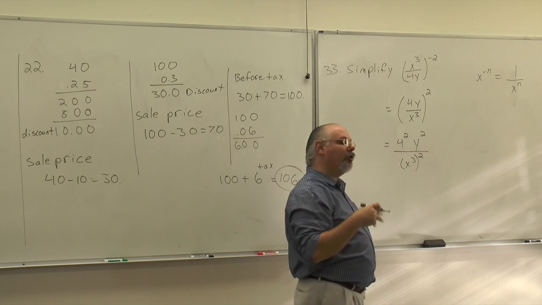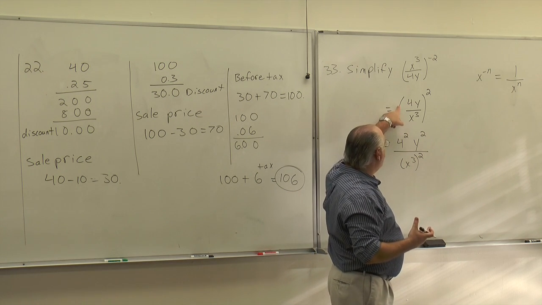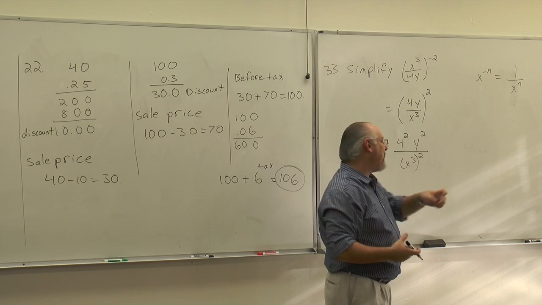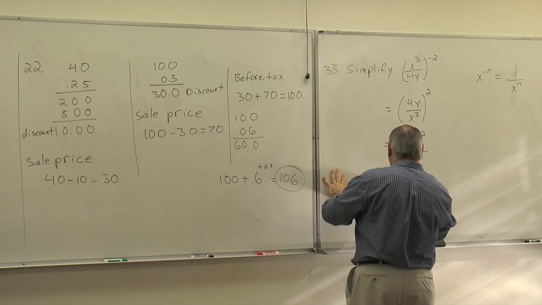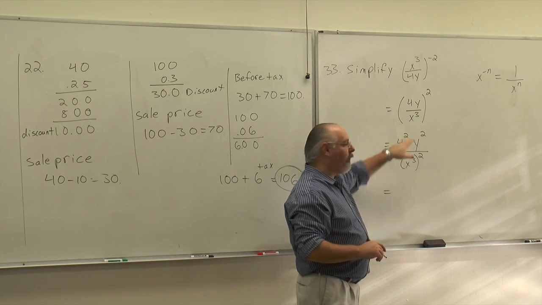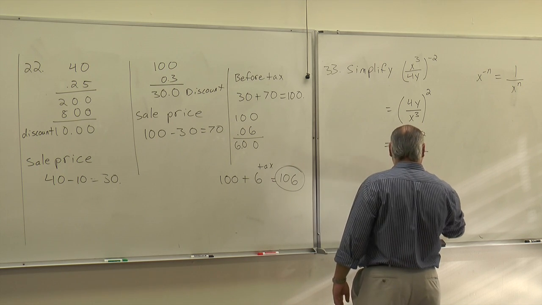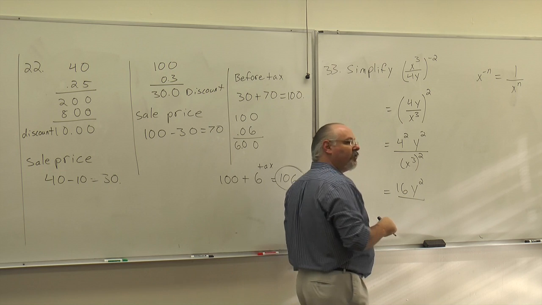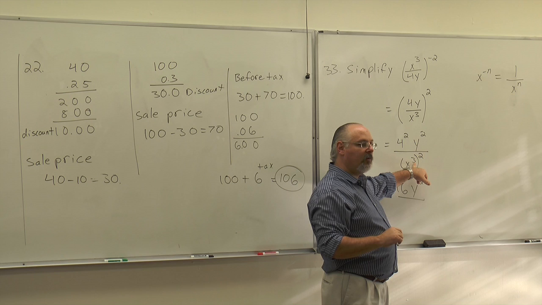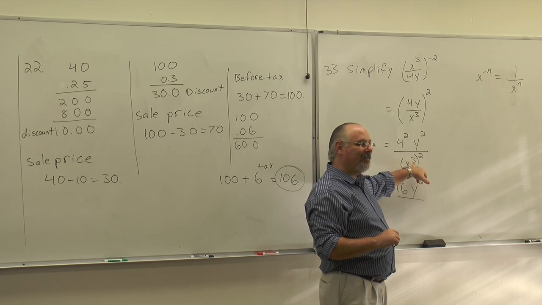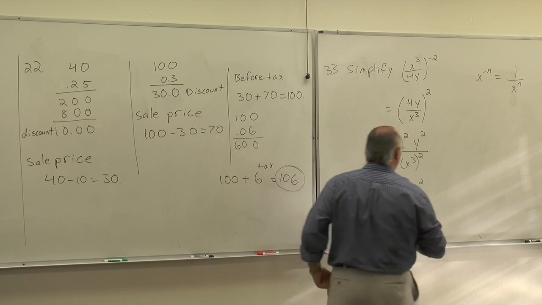Now, depending on how good you were at this when you first did this, some of you can do from this step and go straight to the answer without writing this out, and that's perfectly fine. If you need to write this out, that's fine too. So 4 squared is 16. Y to the second is just y to the second. And then x to the third squared. So when we have a power to a power, what do we do to the exponents? Do we add or multiply? Multiply. So that's x to the 6th.